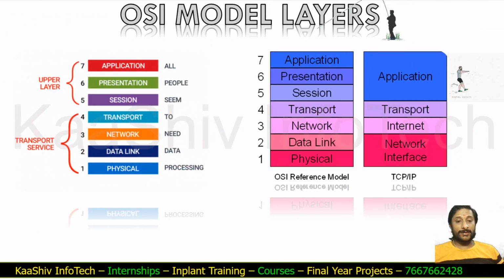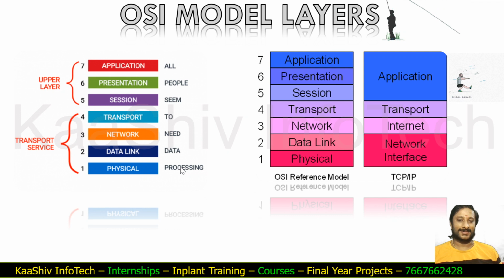For a quick remembrance, I got a simple idea: A stands for All, P stands for People, S stands for Seem, T for To, N for Need, D for Data, and P for Processing. Application, Presentation, Session, Transport, Network, Data link, Physical. So: All People Seem To Need Data Processing.